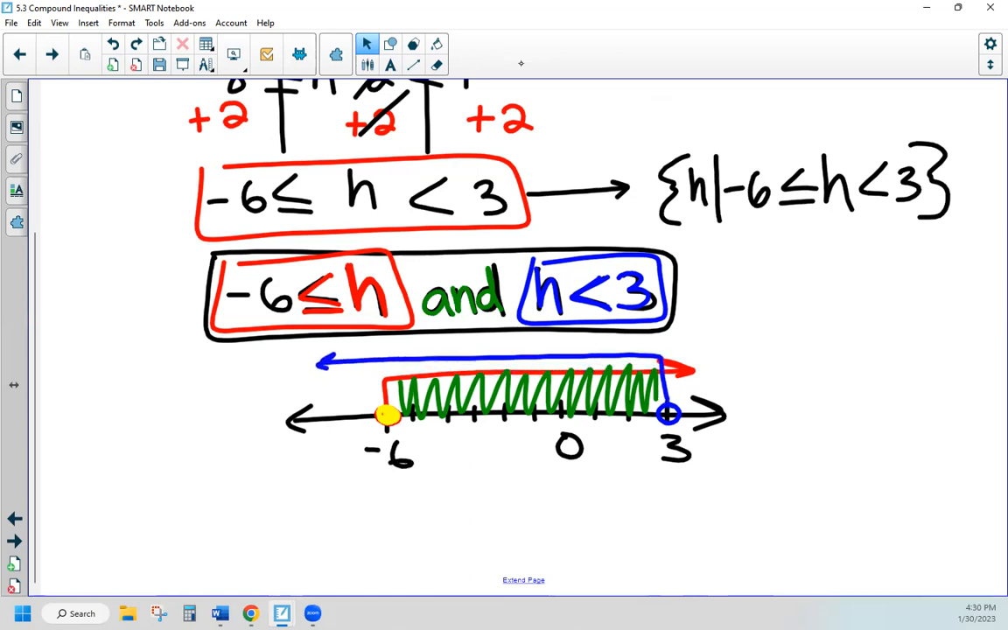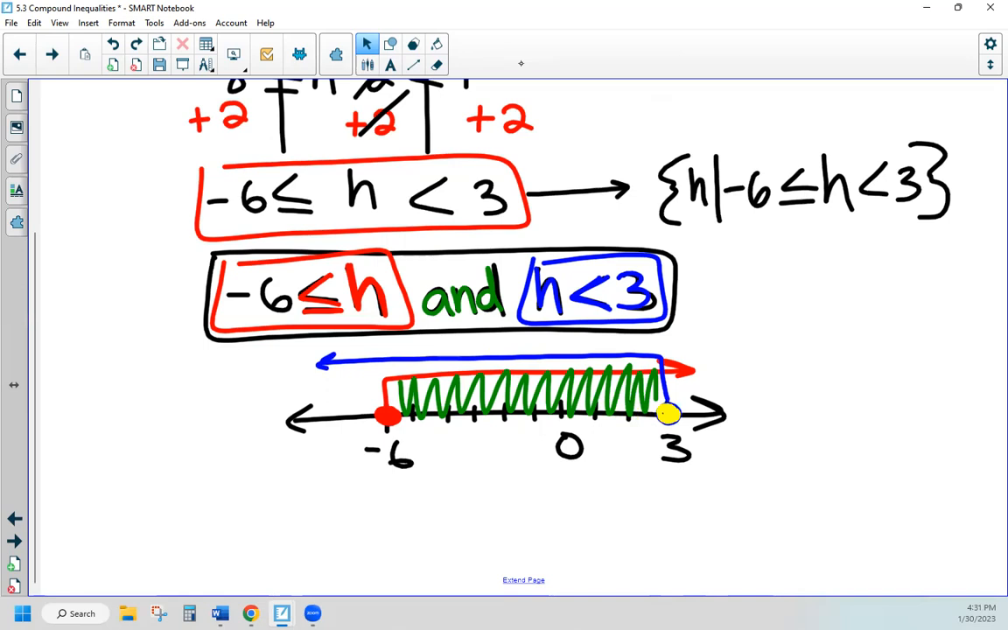So -6 is pretty good. Any number that's inside of the green area is obviously part of our solution, because that's what they have shared. Now, here's the tricky part. What happens if I say the number 3? Does the number 3 satisfy the solution?